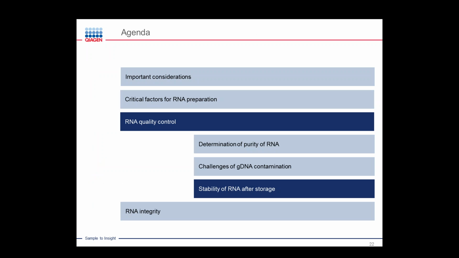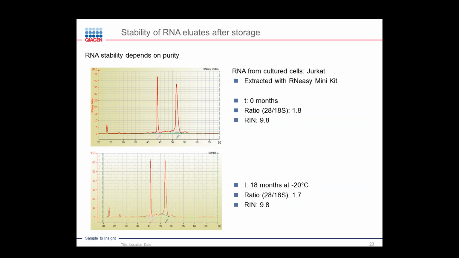In the last section of the RNA quality control part, I would like to show you that pure, high quality RNA can be stored for a prolonged time, so that you can perform experiments with the same RNA afterwards at a later time point. Here you can see the result of a storage test of RNA that was purified from cultured eukaryotic cells. The integrity of the extracted RNA was analyzed using an Agilent Bioanalyzer and repeated after 18 months storage at -20 degrees of the RNA.